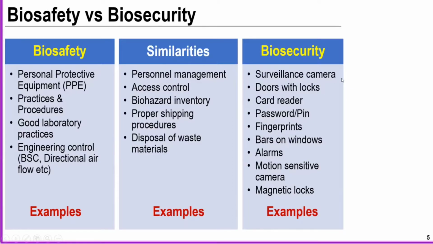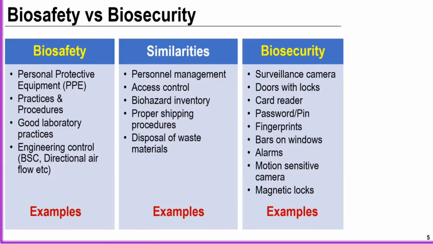Laboratory CCTV cameras and surveillance is an example of biosecurity. Security cameras are a valuable tool for laboratory biosecurity, as it helps in safeguarding valuable biological materials, toxins, and equipment. Door locks for biological laboratories is the most common and obvious form of biosecurity.